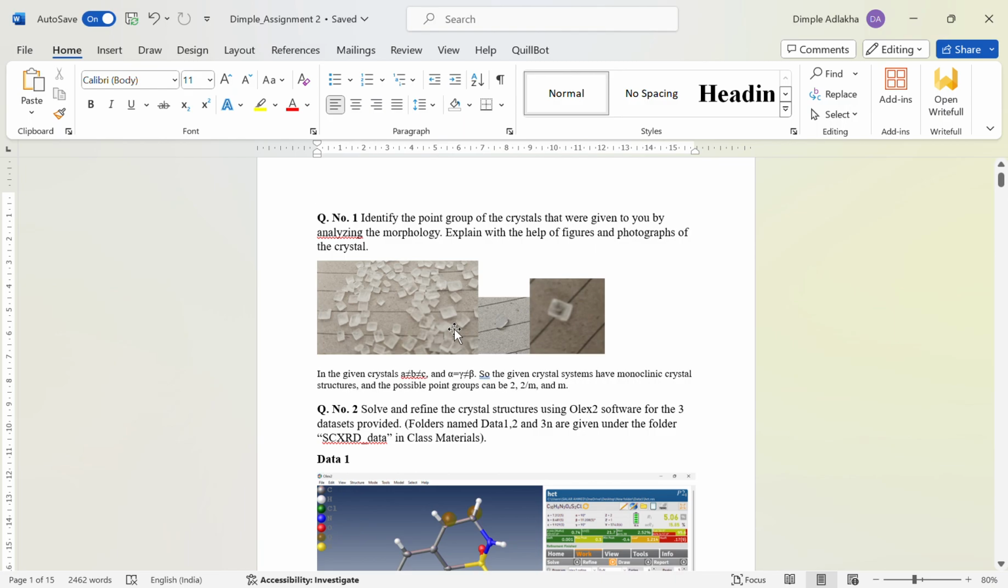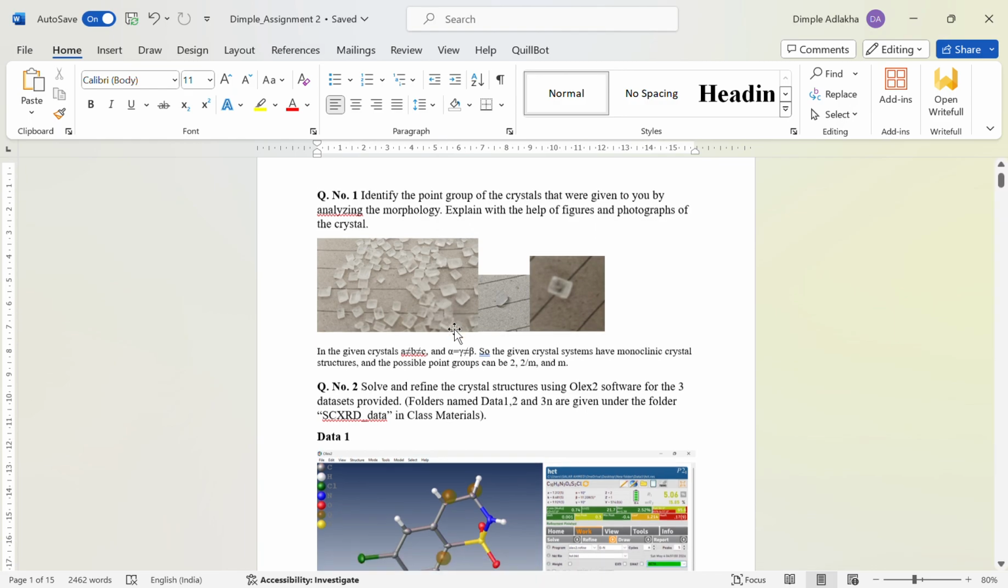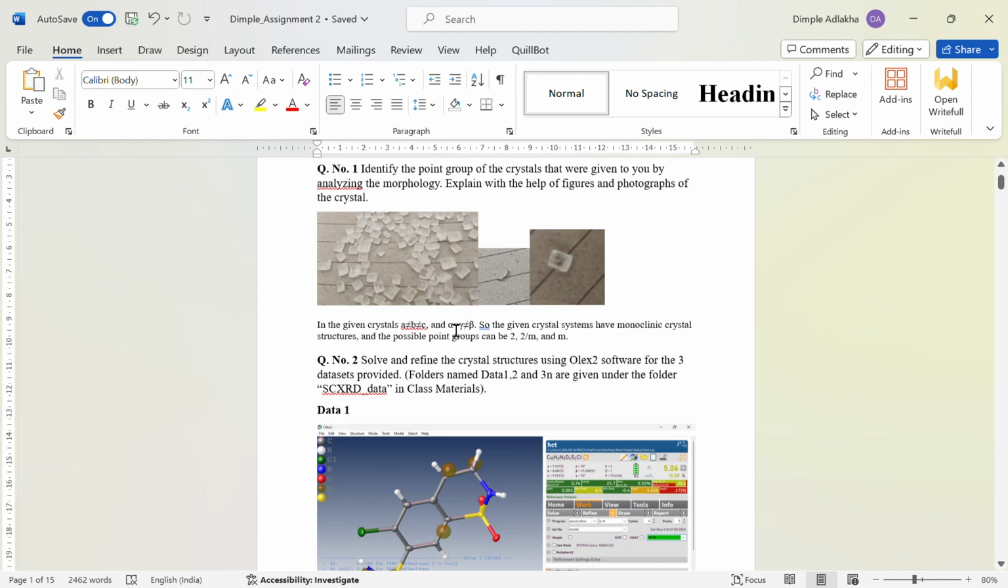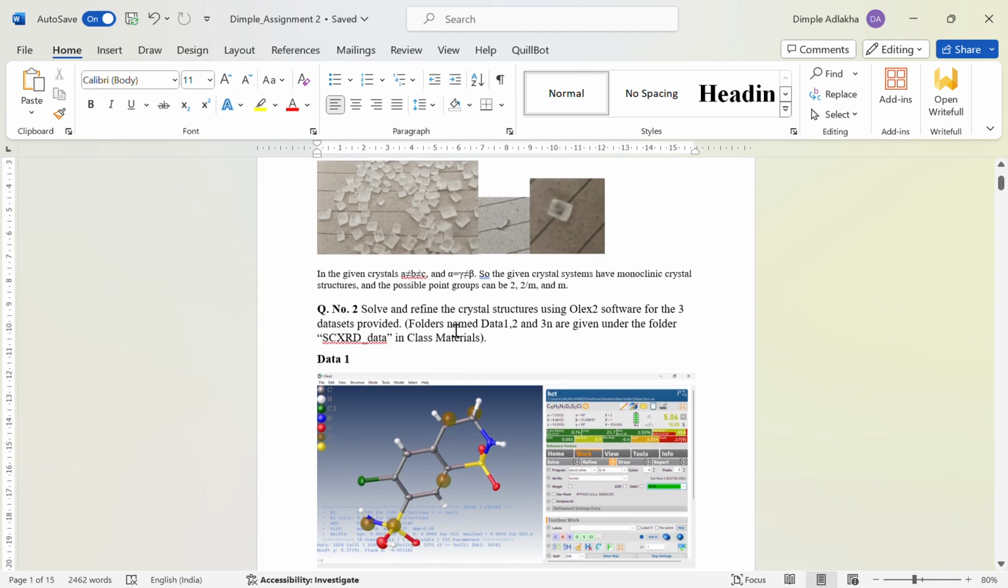the lattice parameters a, b and c are all unequal, meaning a is not equal to b, not equal to c. So the crystal system may have an orthorhombic, monoclinic or triclinic crystal structure. After that we analyzed the angles alpha, beta and gamma. We found that alpha was equal to gamma, but they were not equal to beta. This proves that the crystal system has a monoclinic crystal structure and the possible point groups can be 2, 2/m and m.